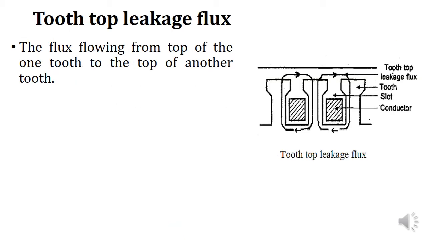Next is tooth-top leakage flux. Here, as the name indicates, the flux flows from the top of one tooth to the top of another tooth. That means this is one of the teeth and this is another tooth. So this leakage flux passes from this tooth to this tooth through the top portion of the tooth. So this is known as tooth-top leakage flux.